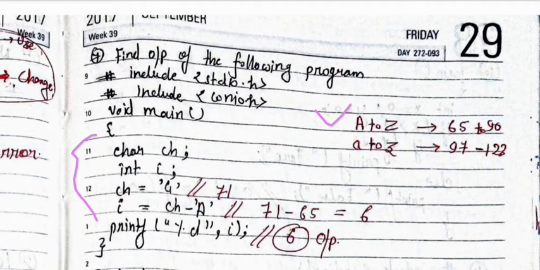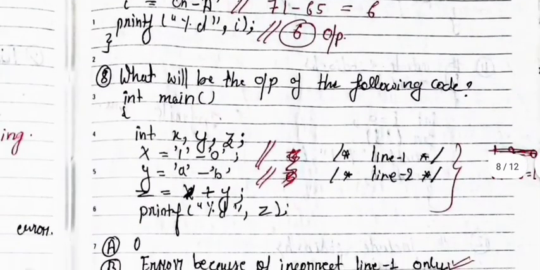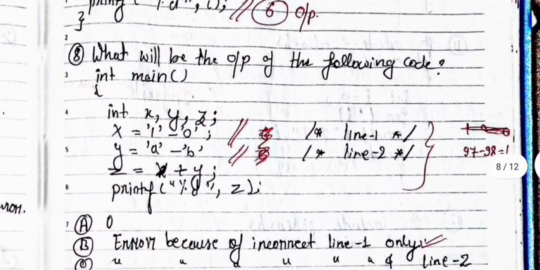Now come to the next problem: what is the output of the following code? Here the code comes from int main. Here x equal to 1 minus 0, y equal to a minus b, z equal to x plus y, and print the value of z. Here x is line 1 and y is line 2.